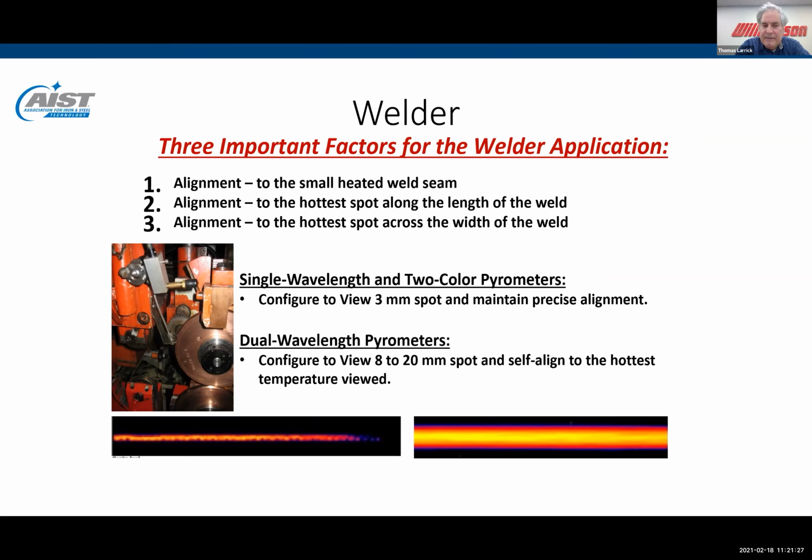Using a dual wavelength technology, you're able to view a relatively large area, one of 9 or 10 millimeters, or up to 3/4 of an inch, which is like 20 millimeters. And as long as that heated area is within that field of view, a dual wavelength pyrometer will self-align to that hot spot, so that the reading does not change even as the pyrometer alignment varies.